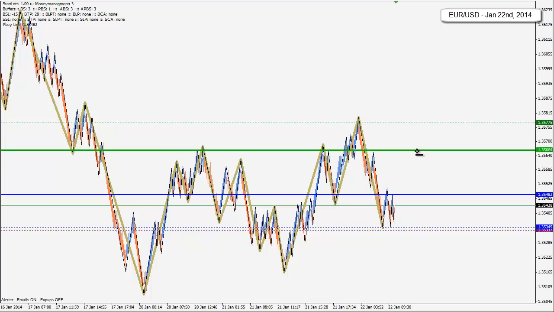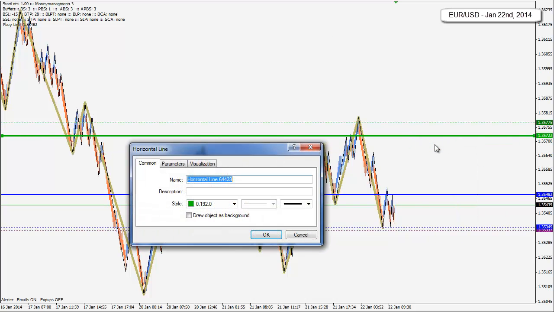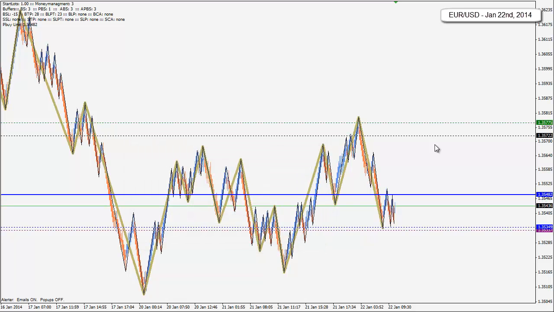Now, if price doesn't quite get to my target, I don't want it to turn around and be a loss, so I'm going to put my safety net in there of this break-even point. And I'll just pause this video and get back to it at the next juncture.